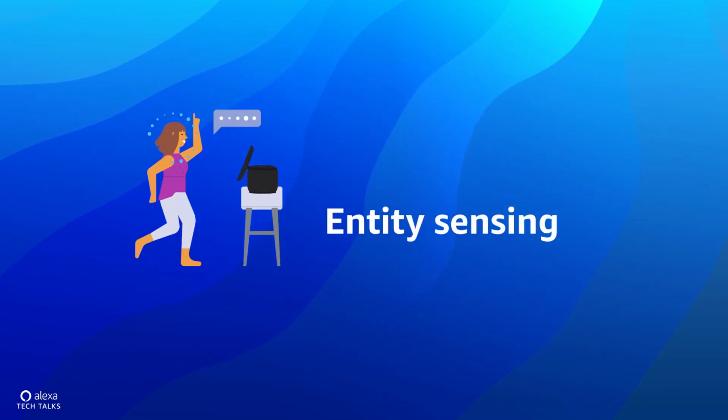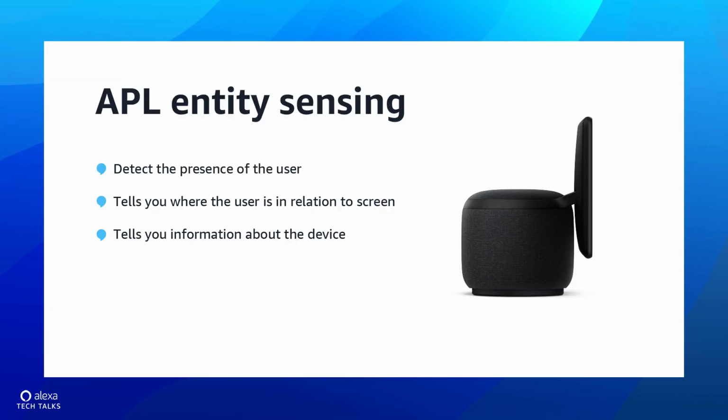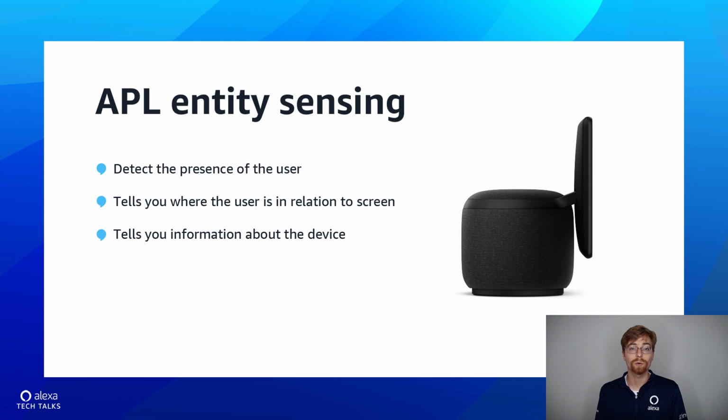So devices that have entity sensing capabilities can detect the presence of a user. You can use the entity sensing extension in your APL document or your web APIs for games web application in order to get information about the user position in relation to the device or absolute. And your skill can then respond to those changes to update the visual presentation.